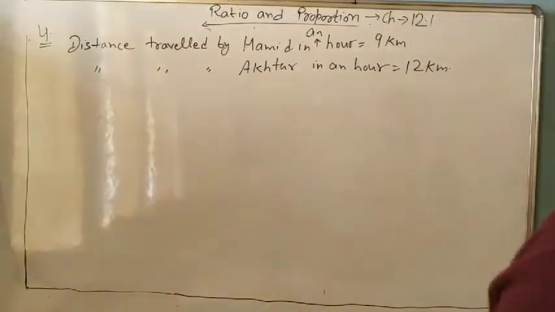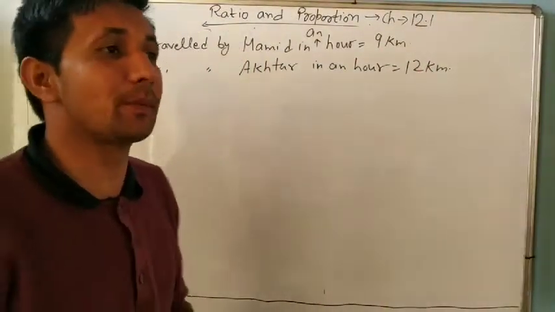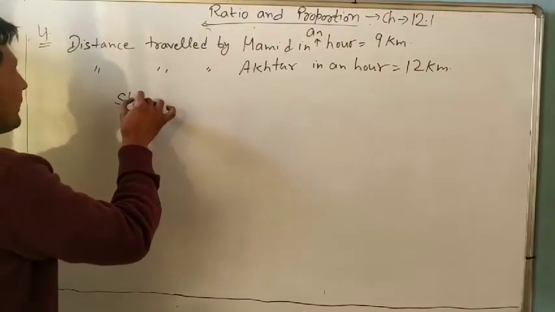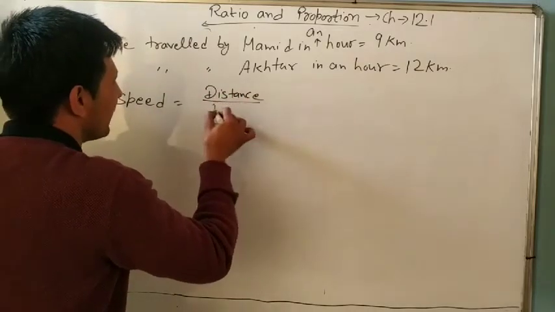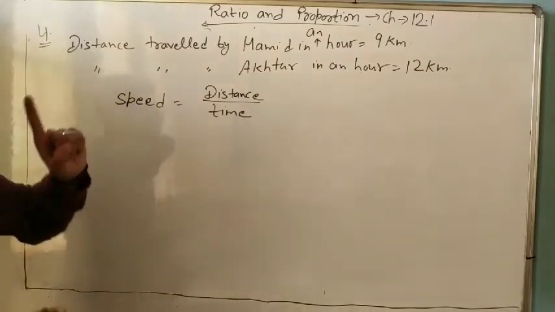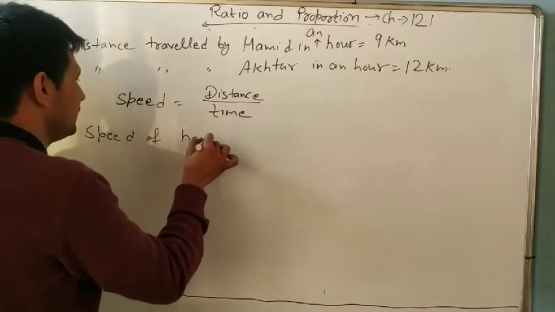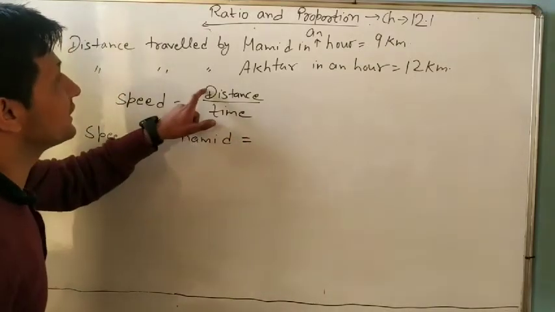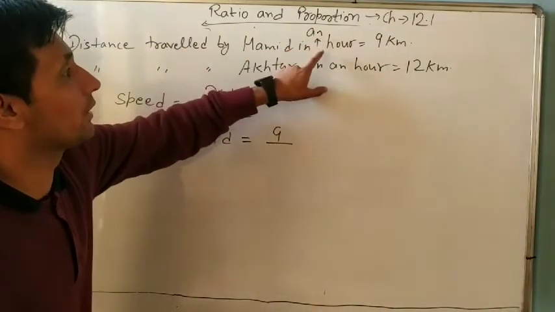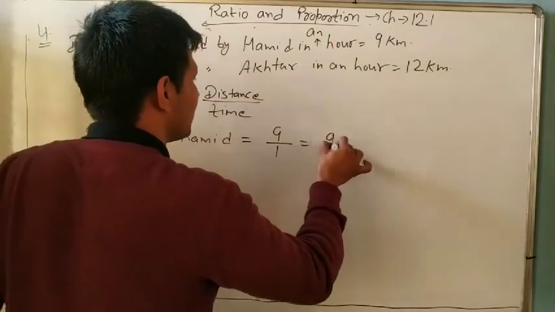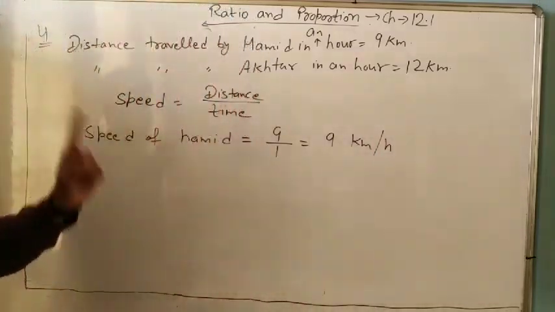But we have to find the ratio of their speed. Distance is given, but we don't know the speed. So first we will find the speed. Everyone knows the speed formula: distance divided by time. So first we will find the speed of Hamid. Distance is 9 kilometers, and in 1 hour, an hour means 1. So 9 divided by 1 is 9 kilometers per hour.